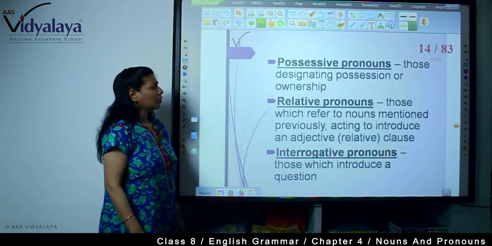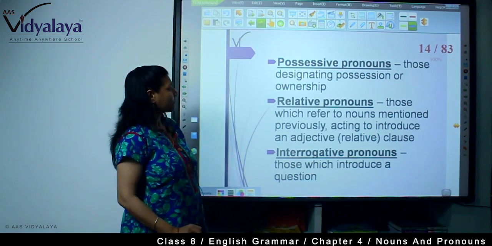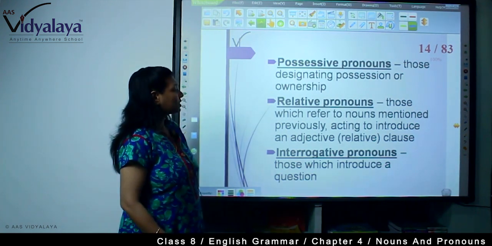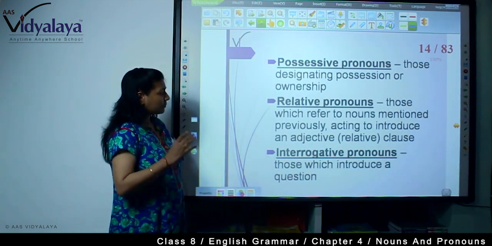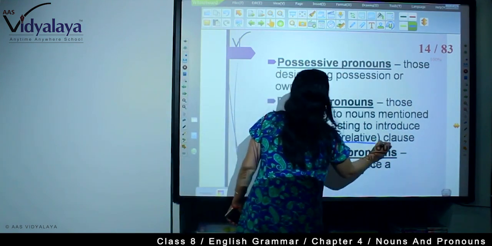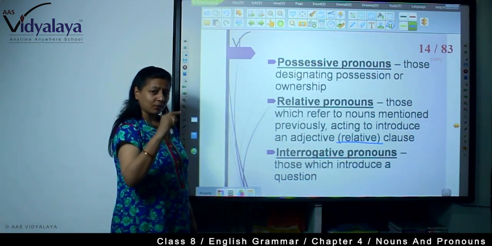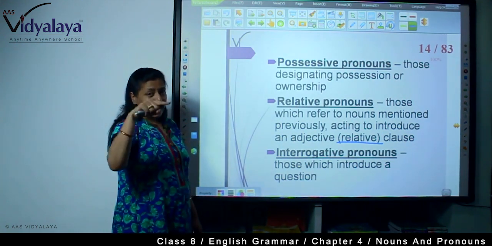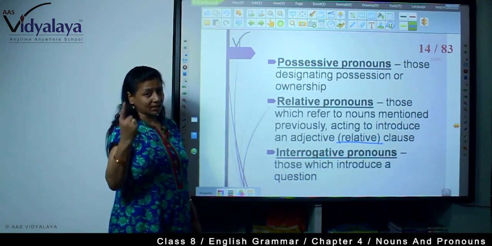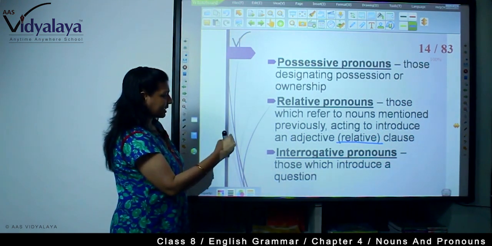Possessive pronouns: those designating possession or ownership. Relative pronouns: those which refer to nouns mentioned previously, acting to introduce an adjective, that is, a relative clause. For example, I have bought a book. That book is in my auntie's house. That book: relative pronoun.